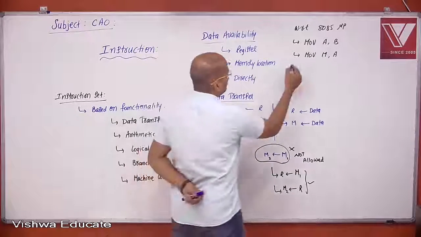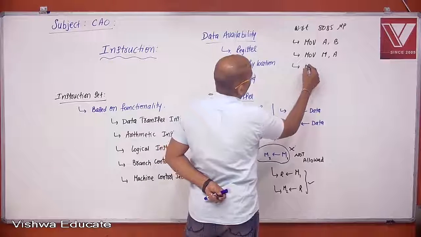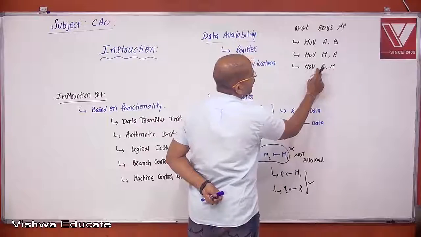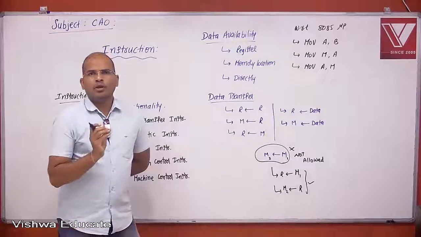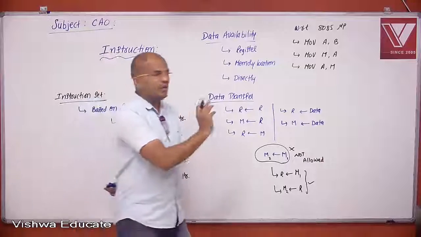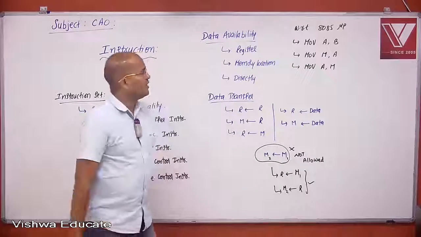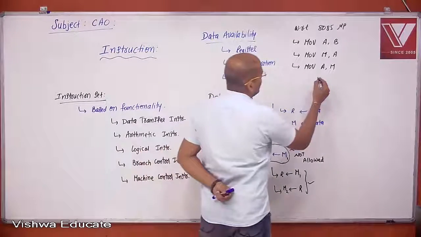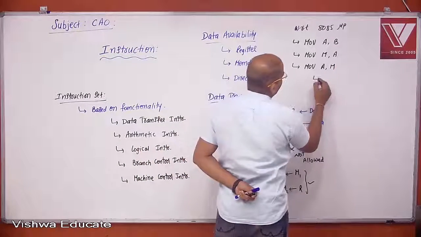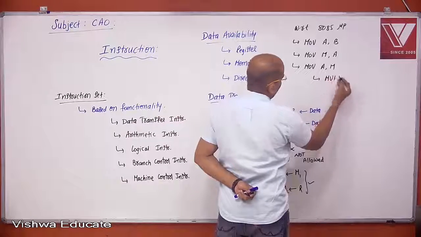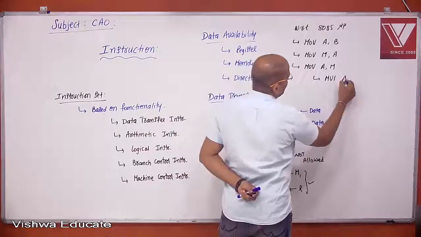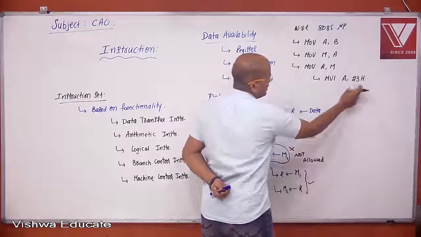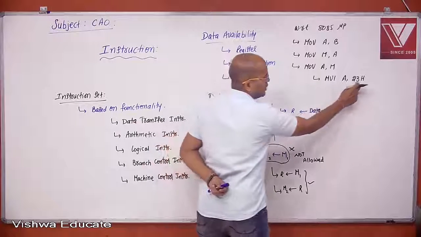And I can say MOV A, M. The value of M is copied into A. M is the memory location identified by the register pair HL, so don't worry about that. And in the other case, I can say MVI A, 23H. So this is my data. My data is copied into A directly.